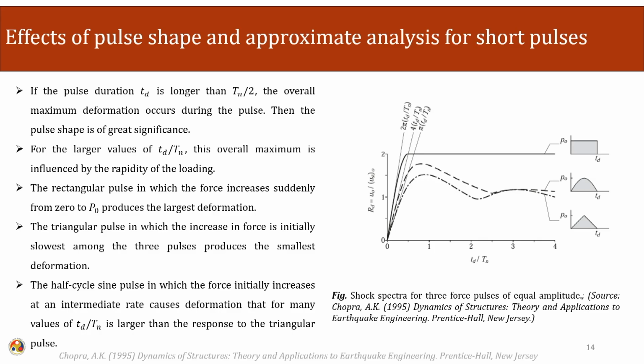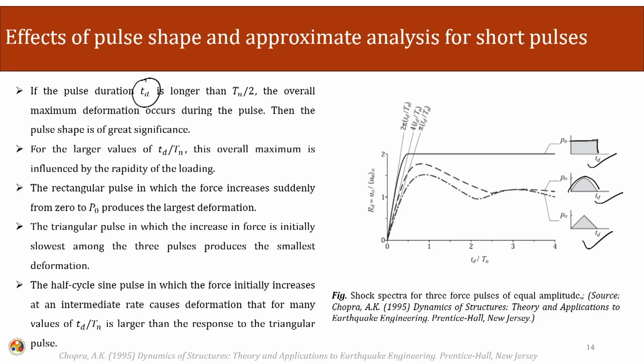Moving ahead, the effect of the pulse shape and approximate analysis for short pulses. Now we are looking into the effect of the different pulse shapes that we have taken: the triangular pulse shape, the half sine pulse shape and the rectangular pulse shape. If the pulse duration Td is longer than Tn divided by 2, it means that the duration of the loading is longer than half of the natural time period of the system, and the overall maximum deformation occurs during that pulse. Then the pulse becomes of greater significance.